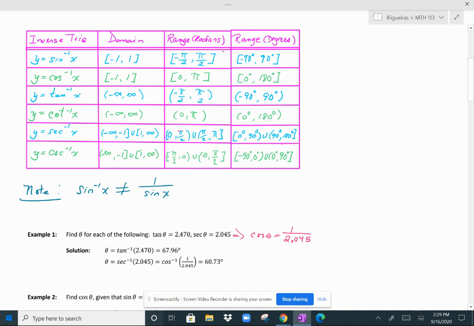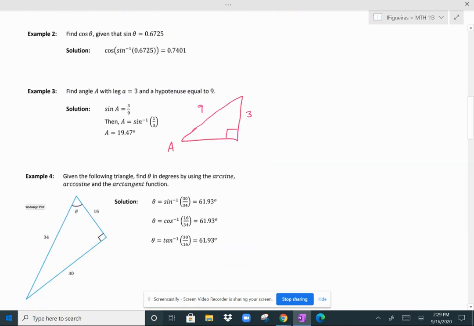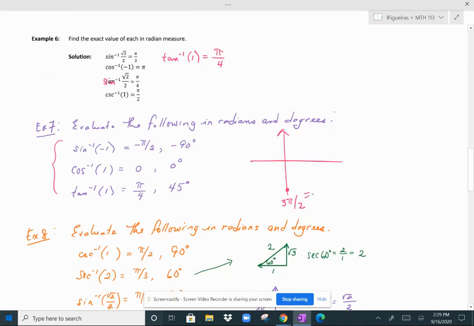The range is negative pi over 2 to pi over 2, so you can't say 3 pi over 2. But negative pi over 2 is the same as 3 pi over 2. This is negative pi over 2. So you have to state negative pi over 2 or negative 90 degrees. Cosine is equal to 1 at 0. So 0 radians. This is when cosine is 1. So 0 radians or 0 degrees. And as I mentioned before, tan inverse of 1, that's when you have a 45 degree triangle. And so that is pi over 4 radians or 45 degrees.